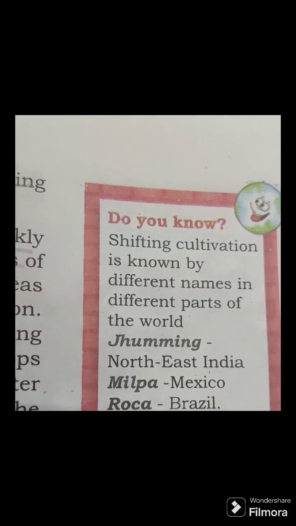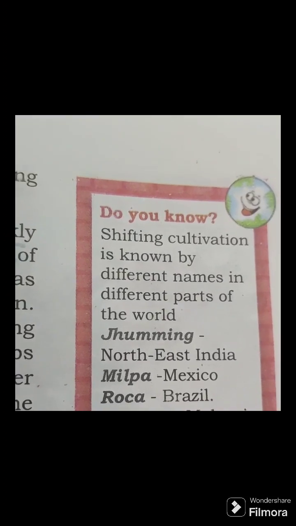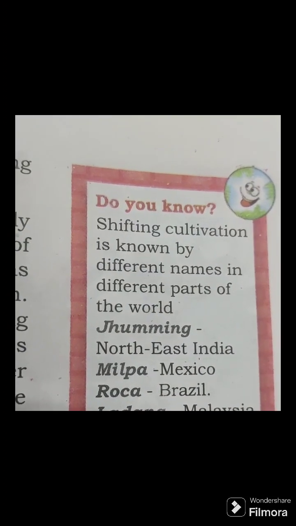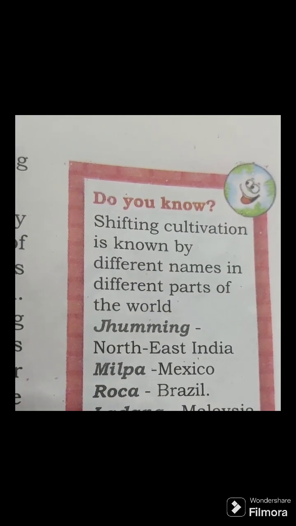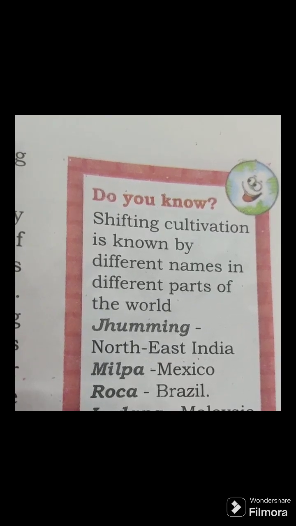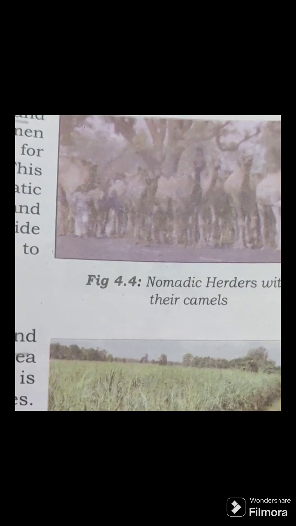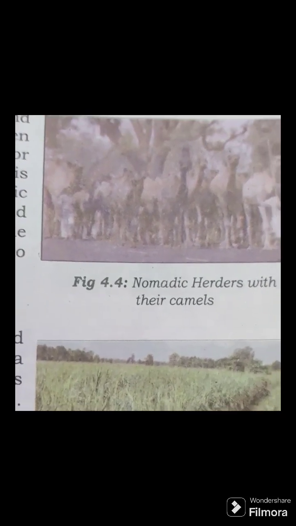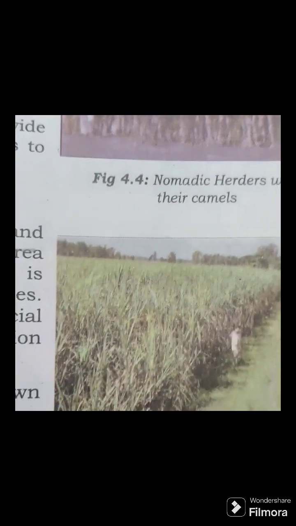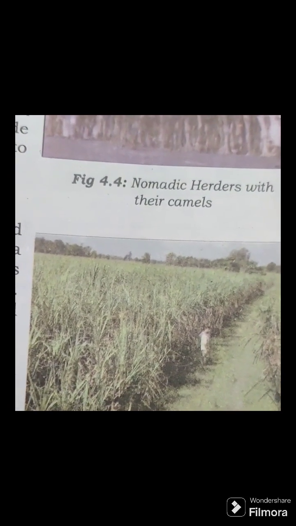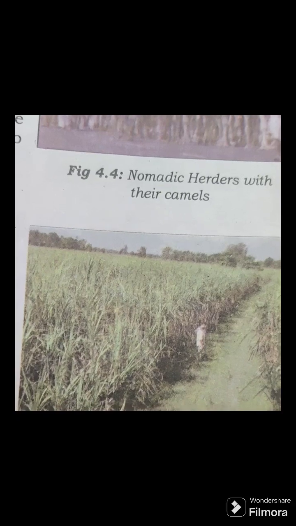In Do You Know column, we have shifting cultivation is known by different names in different parts of the world. Jhuming in Northeast India, Milpa in Mexico, Roca in Brazil and Ladang in Malaysia. Figure 4.4 is showing nomadic herders with their camels. Figure 4.5 showing a sugarcane plantation.